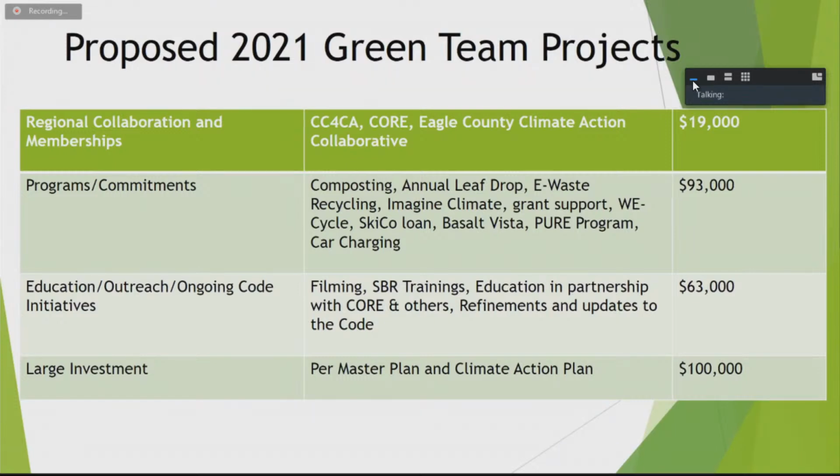The budget is slightly lower than was requested in 2020. And you can see this table that we have on the screen has been included in your packet. The first line item is categories for membership and dues, and these include the CC4CA, the Climate Action Collaborative, and CORE. The second is programs and commitments. These are things that have generally been ongoing, like the annual leaf drop and contributions to the Basalt Vista project. The third line item is for education, outreach, and code updates. And the fourth is what I'd like to focus on today, and that is those large investments per the Master Plan and Climate Action Plan that we just spoke about.